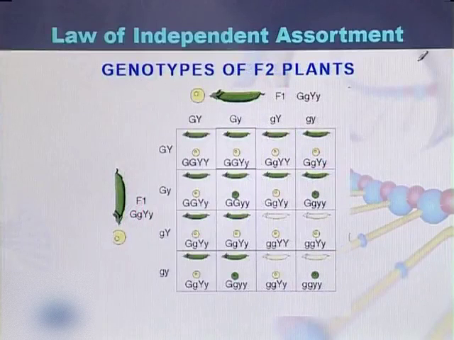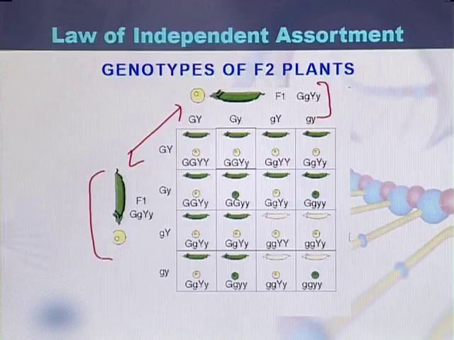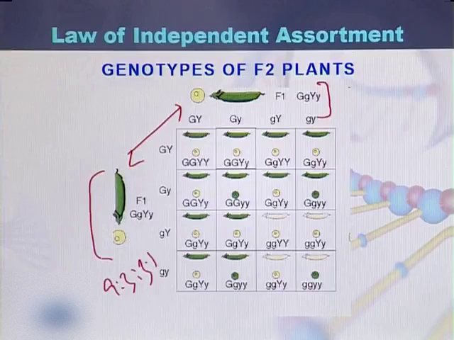Here we can understand the cross of the genotypes of the F2 generation. So this is the genotype of F1 plants. Here is the genotype of F1 plants. These plants were cross pollinated. When these plants were cross pollinated, the ratio which appeared in the F2 plants was 9, 3, 3 and 1 instead of 3 to 1. That was the result of the dihybrid cross.